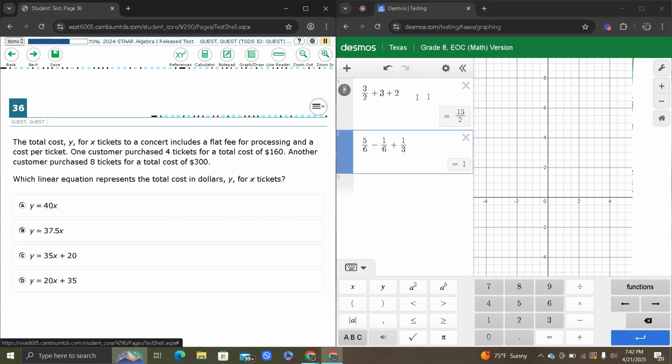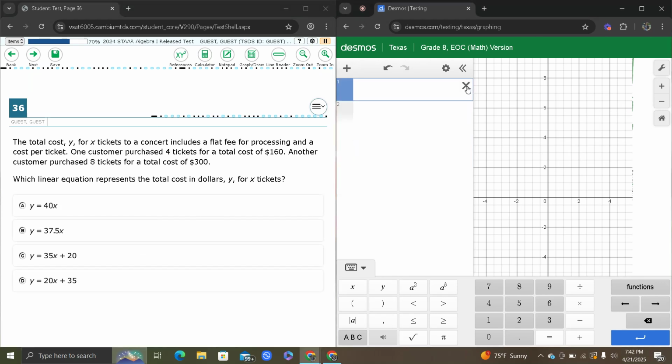Okay, so the total cost of tickets includes a processing fee and a cost per ticket. One customer purchased 4 tickets for a total of $160. So if you buy 4 tickets, you're going to have to spend $160. So 4 is your x, 160 is your y. Your next one is another customer who purchased 8 for $300.